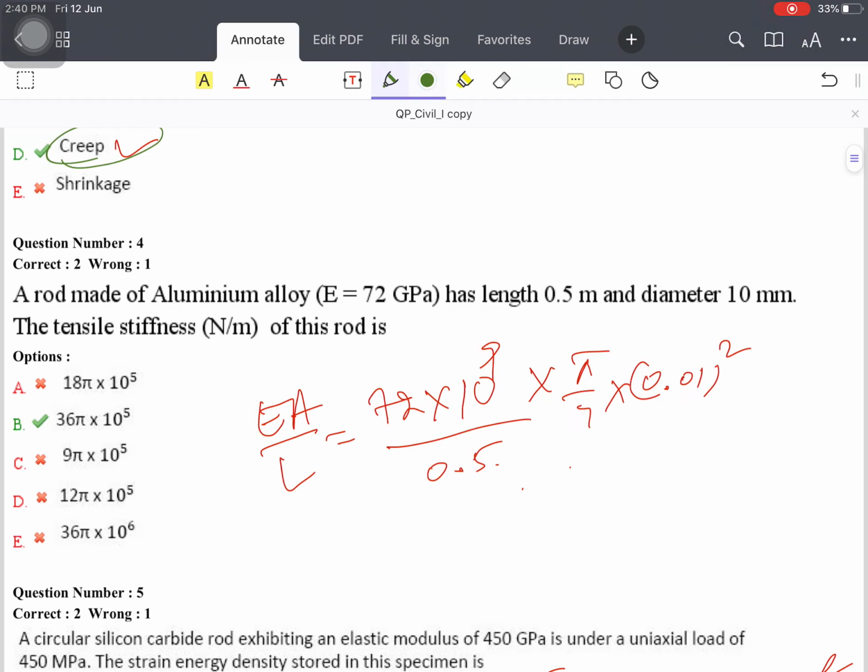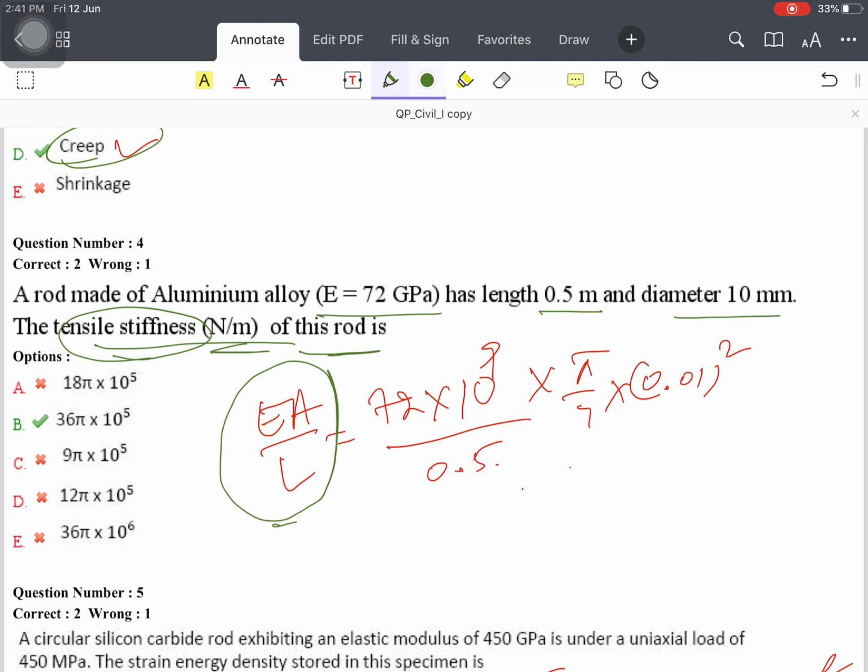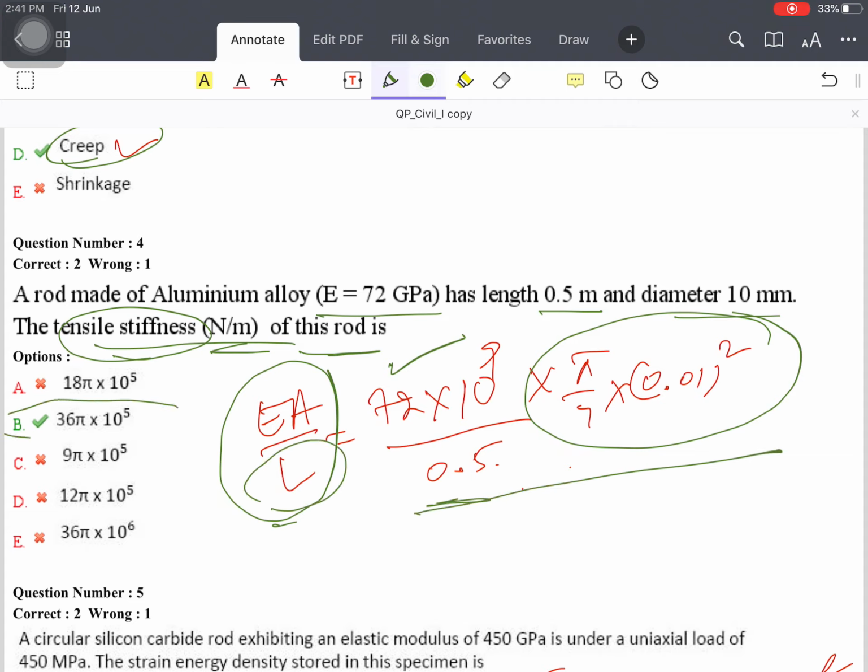Question 4. A rod made of aluminum alloy having value E equals 72 gigapascal has length 0.5 meter and diameter 10 mm. The tensile stiffness in Newton per meter of this rod is. As you know, tensile stiffness equals EA by L. This is the formula. By putting these values, E equals 72 gigapascal, A equals area pi by 4 d square and L equals 0.5 meter. After calculation we will find this value.